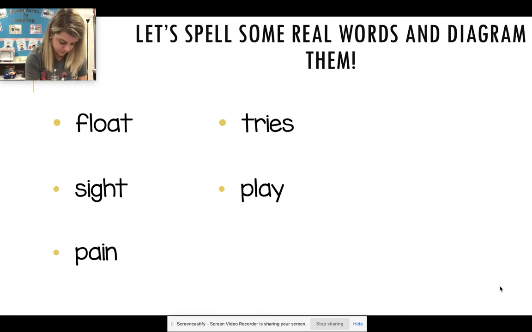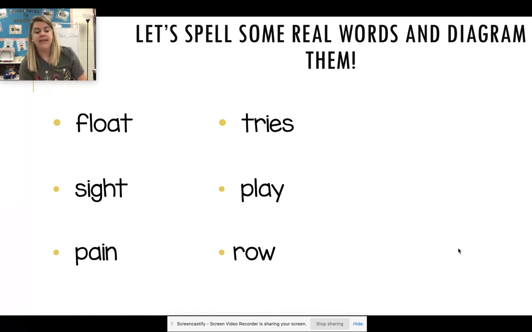All right, here we go. Row. Row. I hear the O sound, and I hear it at the end. Remember, in float, it was in the middle, and we used O-A. What are we going to use at the end? It is R-O-W. Row. Very good.